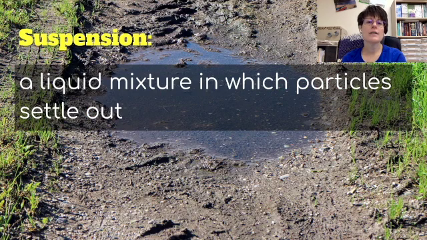Another type of mixture that we talk about is a suspension. This is a liquid mixture in which particles settle out. So, like this mud puddle, if we stir up the mud in the mud puddle, it'll get really cloudy. But after a while, if you let it sit and you don't disturb it, it will settle out. So, that is a suspension. Different than a homogeneous mixture, because in a homogeneous mixture, there is no settling.